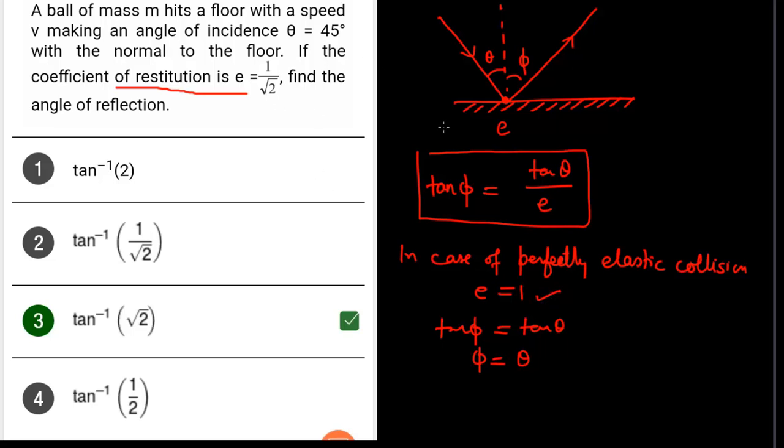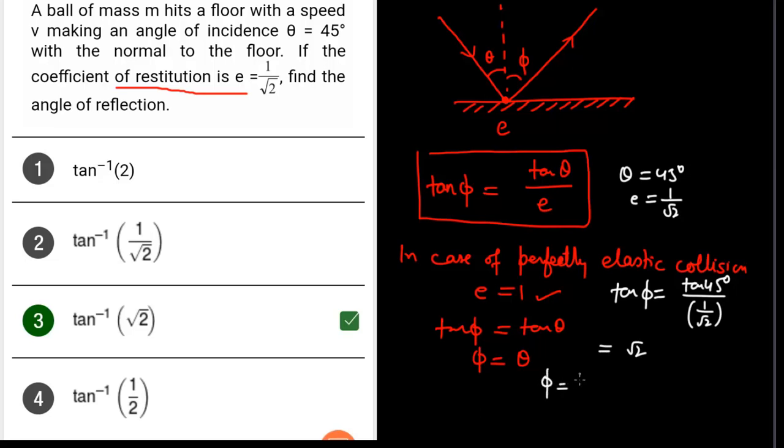Now here theta is given as 45 degrees, and e is 1 by root 2. So tan phi equals tan 45 degrees upon 1 by root 2. So this equals root 2. So phi equals tan inverse root 2. So the answer is the third one.